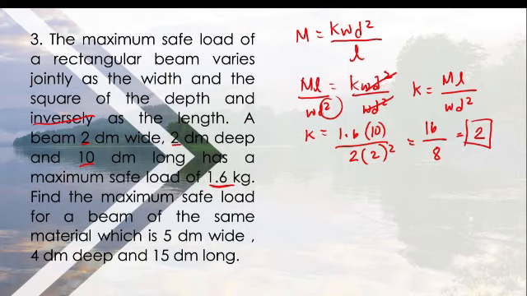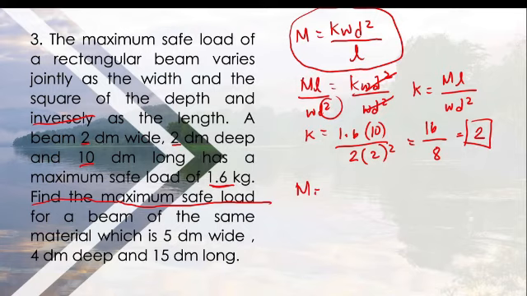So, yung constant. So, sabi dito, find the maximum safe load. So, yung M yon. Balik tayo sa equation. So, M equal to K. Ang K natin ay 2. Ang next is, for a beam of the same material which is 5 decimeter wide, 4 decimeter deep, and 15 decimeter long. So, ito yung gagamitin natin to find the maximum load kapag ito yung given.